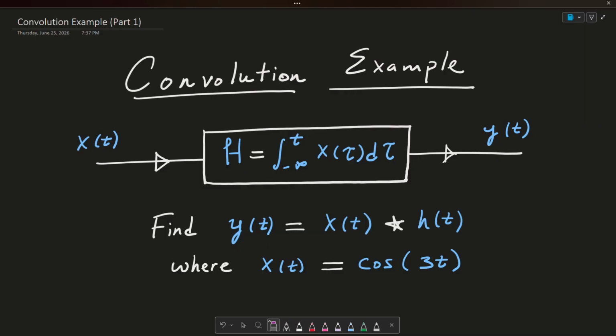Similar to my past examples, what I encourage the viewer to also do is pause the video and see if they can solve this example, then come back to the video and see if they receive the correct answer.